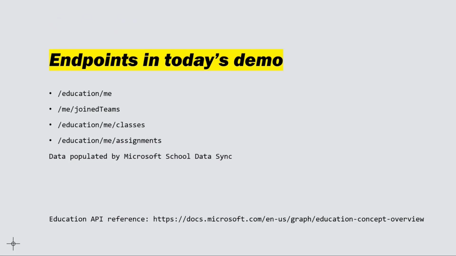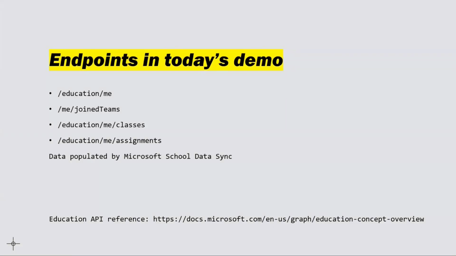So some of these you might be familiar with from just your standard Graph endpoints. Some of these are education specific. So starting with the education me endpoint, this is very similar to the me endpoint in Graph, except it's got some extended AAD properties that are specific to education. So you'll get extra stuff like the student's grade, or if they're a teacher or a student, what their status is. That will all come back with that education me endpoint.